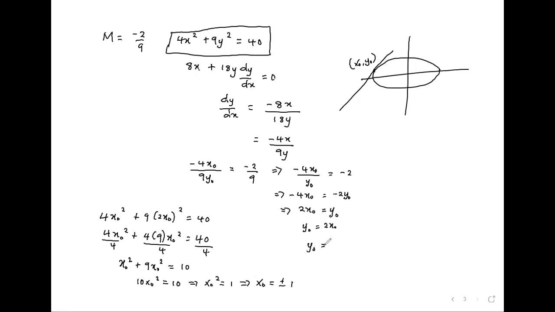So y naught, when x naught is 1, y naught will be 2 by 1, which is 2, giving us a point 1, 2. Or y naught is, when x naught is negative 1, y naught is 2 multiplied by negative 1, which is negative 2. So we are getting negative 1, negative 2. So we have these 2 points at which the tangent is passing through. So we can find the equation of the tangents. So one of the equations will be y is equal to the given gradient, negative 2 over 9 x.